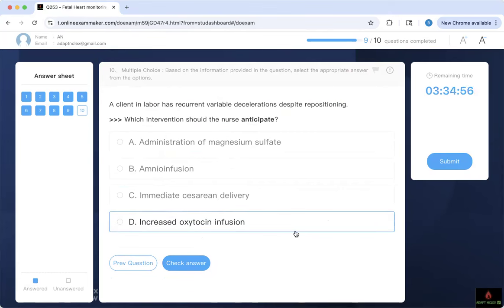And this is the last one. This is my favorite because it's a trap. I know you know it. I try to trap you. Like I said, I'm trying to make things easy, but I've got to make you think critically because it's a board exam. Which intervention should the nurse anticipate? The client in labor has recurrent variable deceleration despite repositioning. What would you do? Magnesium, amnioinfusion, C-section, or increased Pitocin?